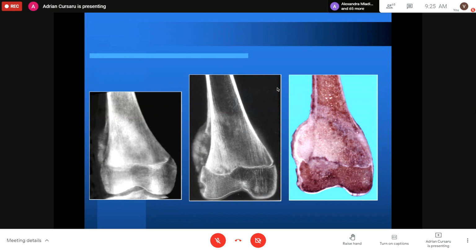That's the image of parosteal osteosarcoma. You can see it is similar to the peripheric osteosarcoma. You can see the reaction of periosteum. You can see here the osteocondensation. Macroscopically, intraoperatively, the osteocondensation looks like in this image.